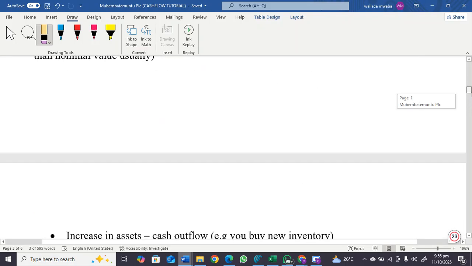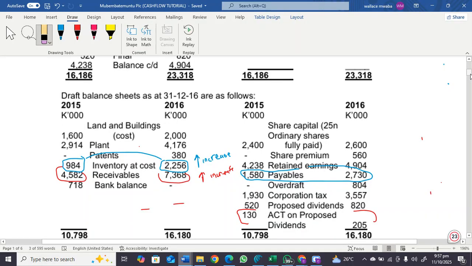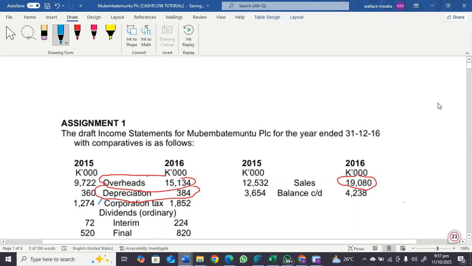So we come to our data and we see what's our opening tax liability. This one here, 1,930. It's the opening tax liability for 2016. And the closing one is 3,557. So the opening is on 2015, closing 2016. Then you get these two figures and you come to our statement of profit or loss. How much was corporation tax? 1,852.